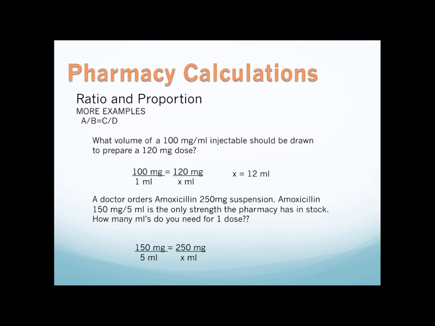The way I set it up is 150 milligrams per 5 mLs equals 250 milligrams over X. I'm trying to solve for how many mLs I need per dose. So I'm going to multiply 250 times 5 divided by 150, and X is going to be equal to 8.3.